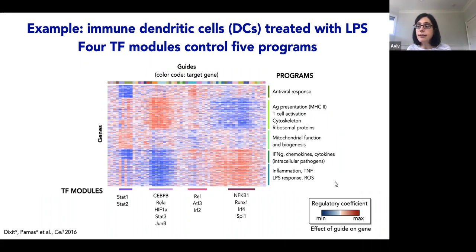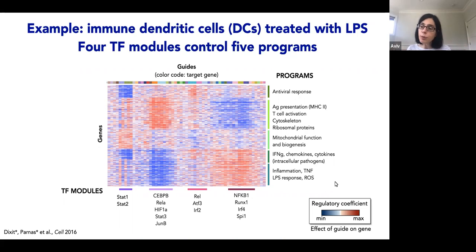And we used a regularized linear model to recover what we call a regulation matrix of the regulatory coefficients of each guide in the column across each gene in the rows. Blue is a negative effect, red is a positive effect, and the guides and the genes are clustered. The genes partition into programs that are affected in similar ways by the perturbations. And that fits nicely into the biology of dendritic cells.